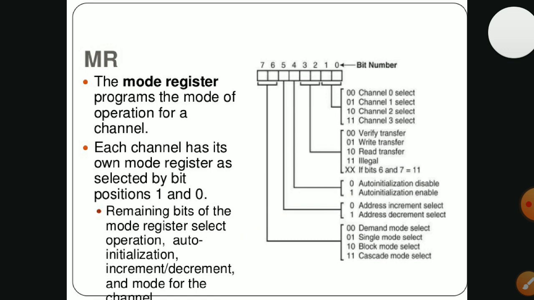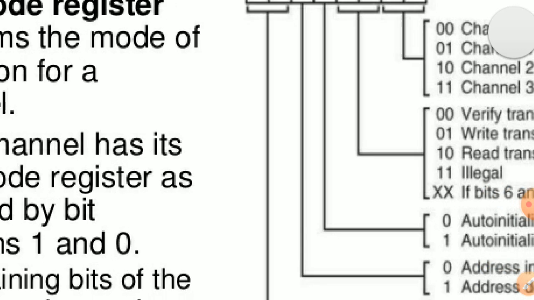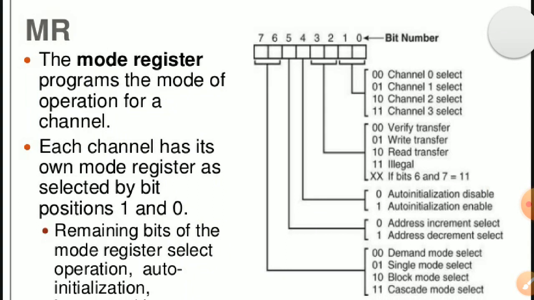This is the register which is called the mode register, a register which is used to select the different modes of operation in the DMA controller. Each channel has its own mode register, and that mode register can select any mode of operation for every channel.